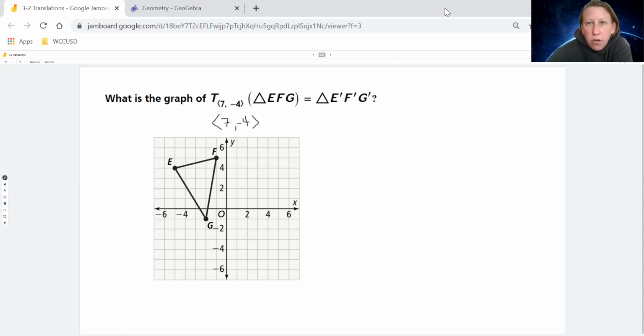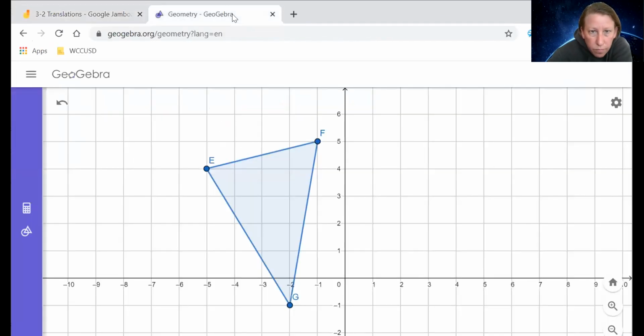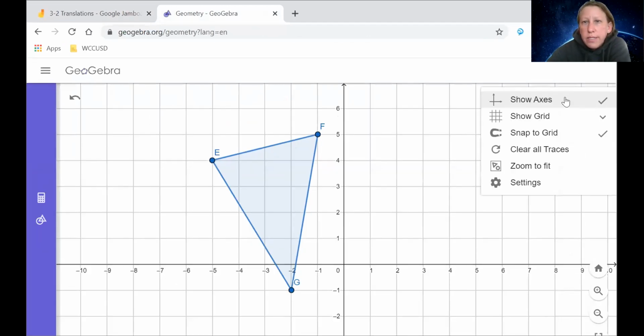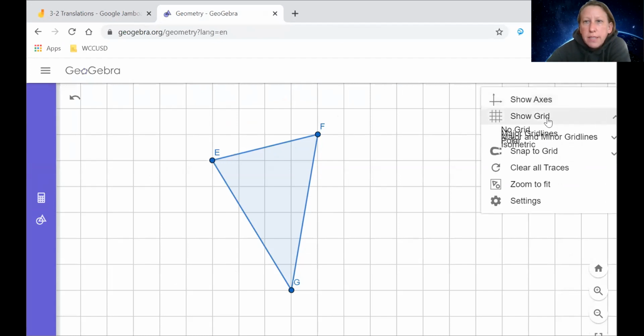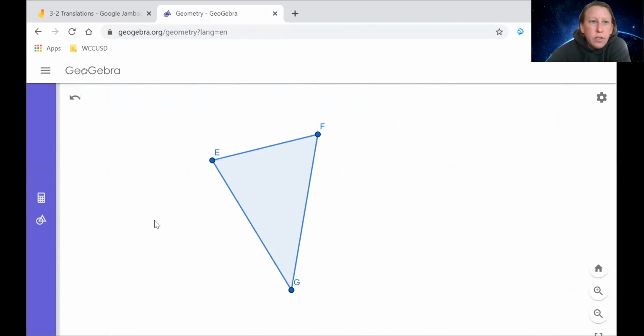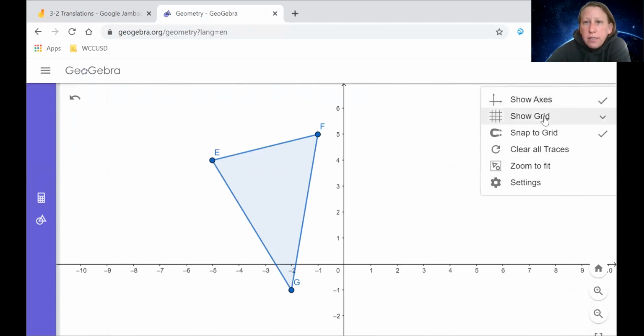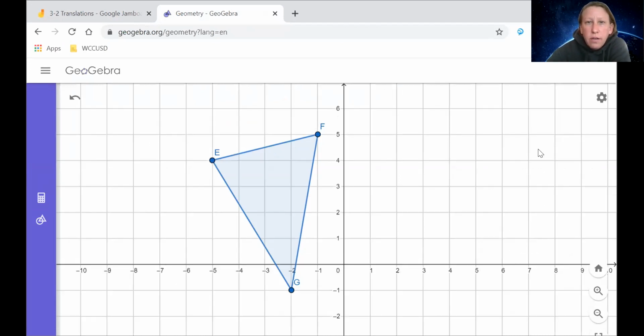I created a GeoGebra with triangle EFG. I want you guys to play around with GeoGebra. One thing to play with is you can turn on the axis and the grid. If you start, it'll be like that. If you want to see the axis, it's a good idea to turn it on.